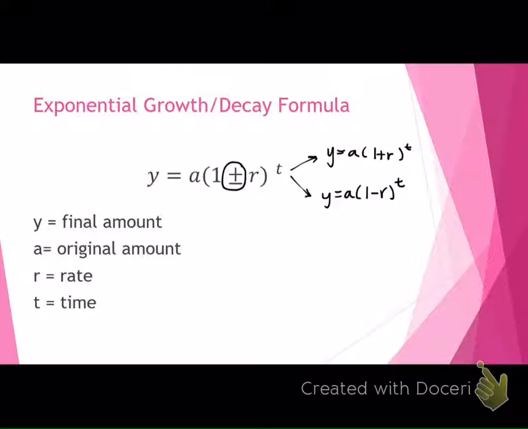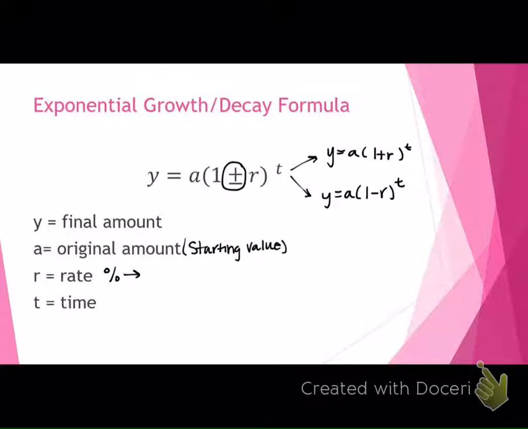So it means both of those things. So what do these variables stand for? Y is your final amount of whatever it is, whether it be money or an amount of bacteria or amount of anything. It is the final amount. A is your original amount. It's your starting value. R is your rate, which will be given to you as percentages.